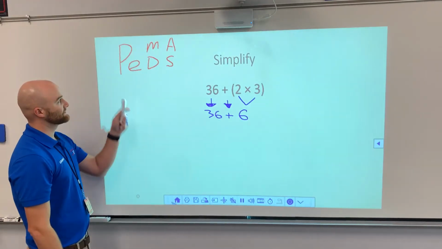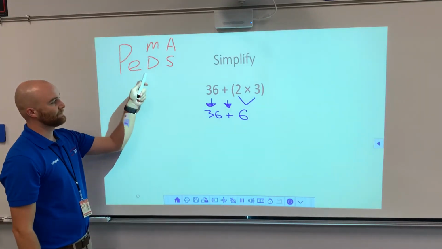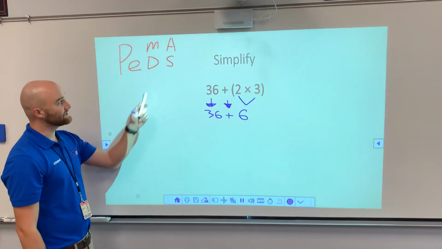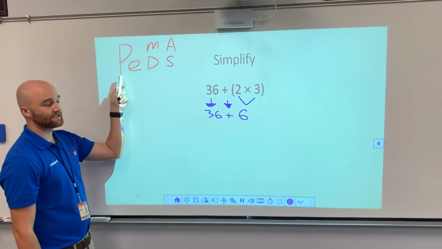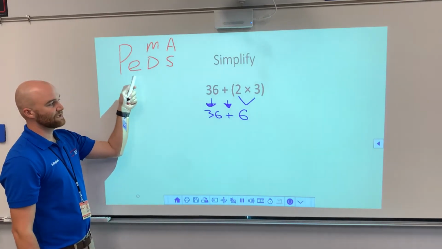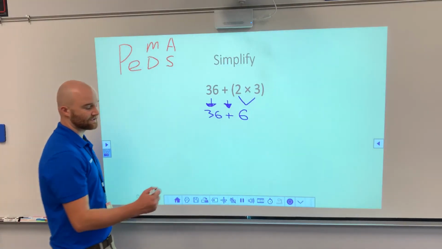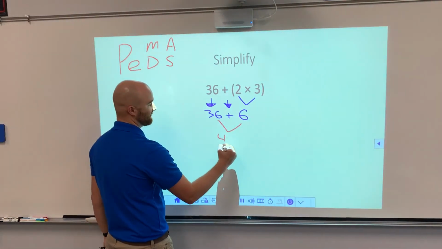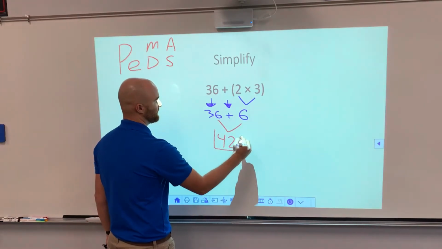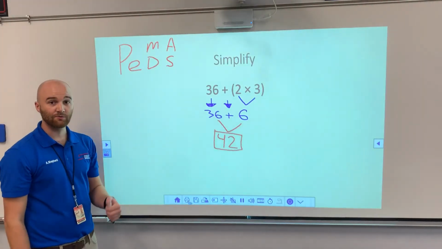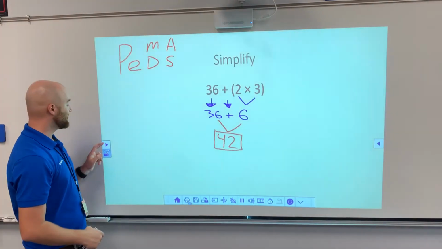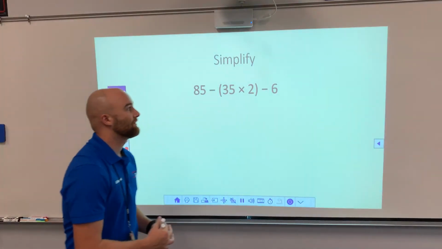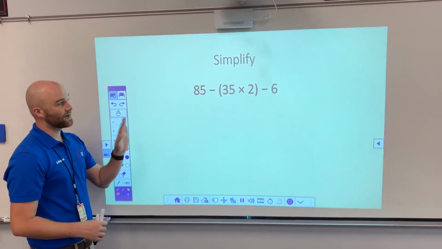Now I go back to PEMDAS. Parentheses, exponents, multiplication and division, adding and subtracting. The first time I see something that I can do, it's adding and subtracting because there's no more parentheses left, there's no exponents, there's no multiplying and dividing, but there is adding and subtracting. So the next thing I'm going to do is add 36 plus 6, which gives me 42. 42 is my answer. How'd you do? Did you get it right? All right, let's try another one. Go ahead and pause the video and try to solve this one.